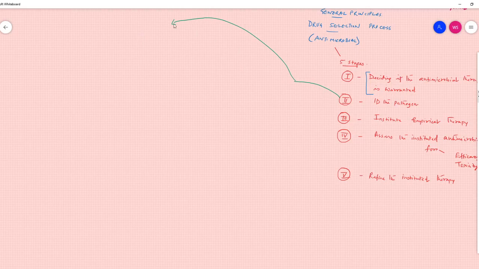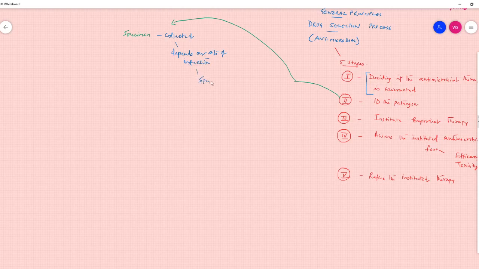So depending on the location, we need to collect some specimen. Specimen needs to be collected. Okay, so this specimen depends upon the site, the site of infection. So what are the different specimens that are collected?